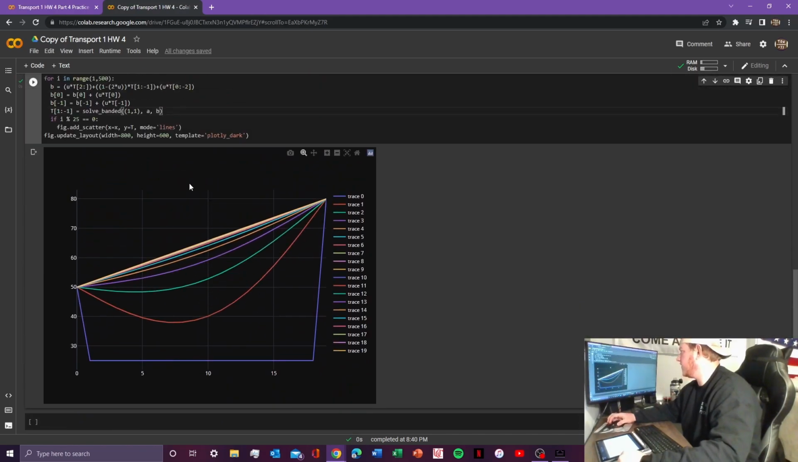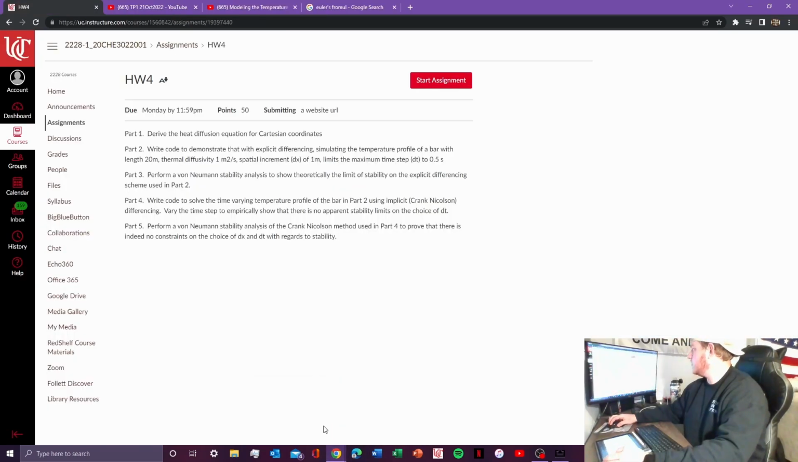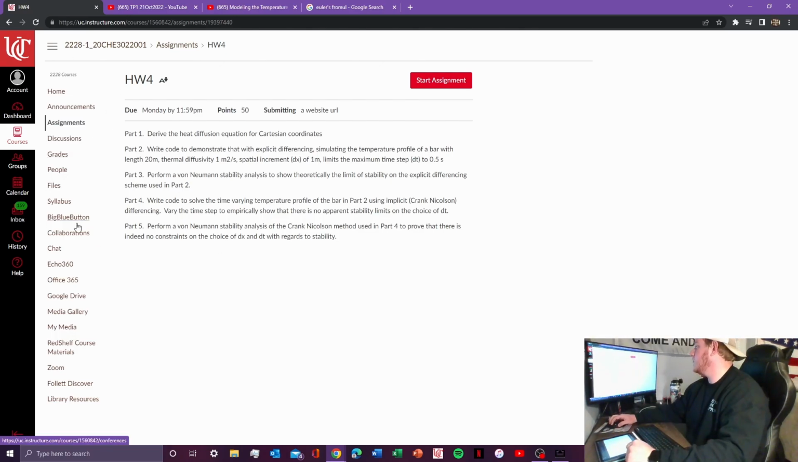It looks fantastic. And then in the next part, we are going to perform a von Neumann stability analysis for the Crank-Nicolson method using part 4 to prove that there is indeed no constraints. So we'll get right on that.